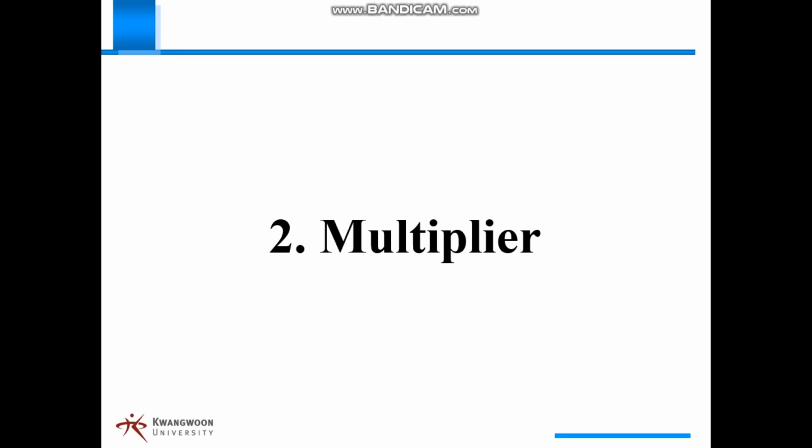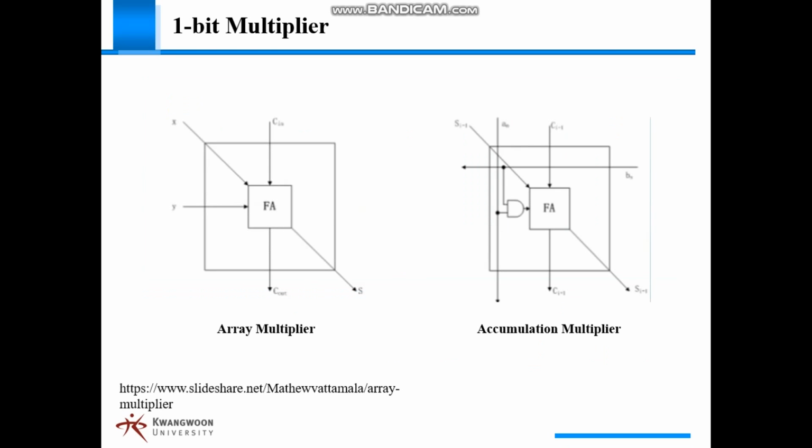Now I talk about the multiplier. There are two types of one-bit multiplier. There are the array multiplier and the accumulation multiplier. They look very similar, but the accumulation multiplier has one more AND gate.